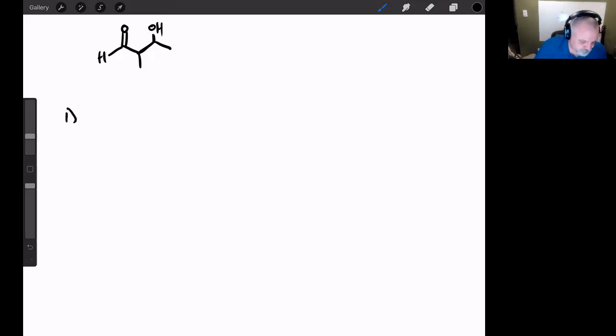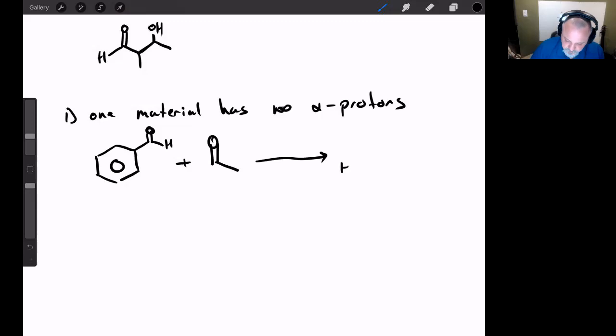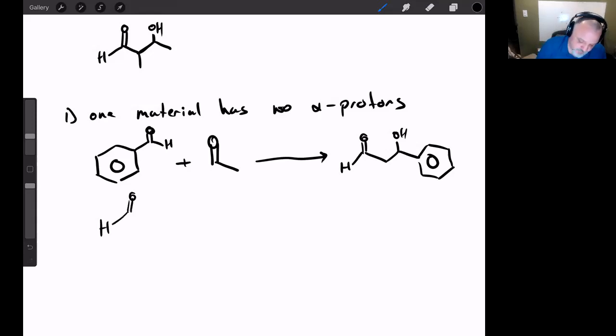One of them is the situation where one material has no alpha protons, right? Because in order to form an enolate, you have to have alpha protons. Here's an example of something that doesn't have alpha protons. So if you mix this with this guy, here's some alpha protons. Those alpha protons would react and attack the carbonyl on the benzene, and you would get the beta hydroxy aldehyde in this case as a product. Another example of a species that doesn't have alpha protons is good old formaldehyde. So if you just want to add one carbon, you could do that with formaldehyde.